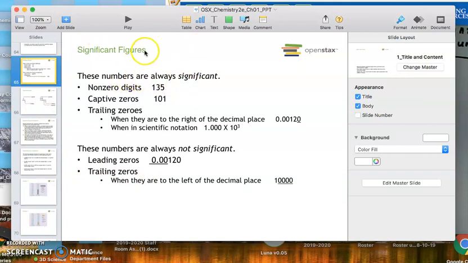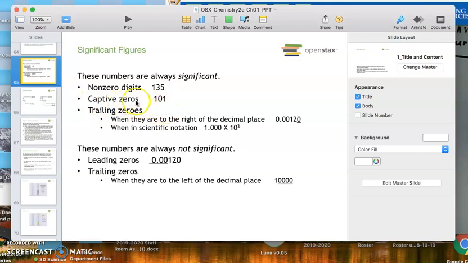All right, so here are some of the rules for significant figures. The first rule: numbers that are always significant are non-zero digits. So here we have 135. How many significant figures do we have? The 1, the 3, and the 5 are non-zero digits, so they're all significant. That means I have 3 significant figures here.